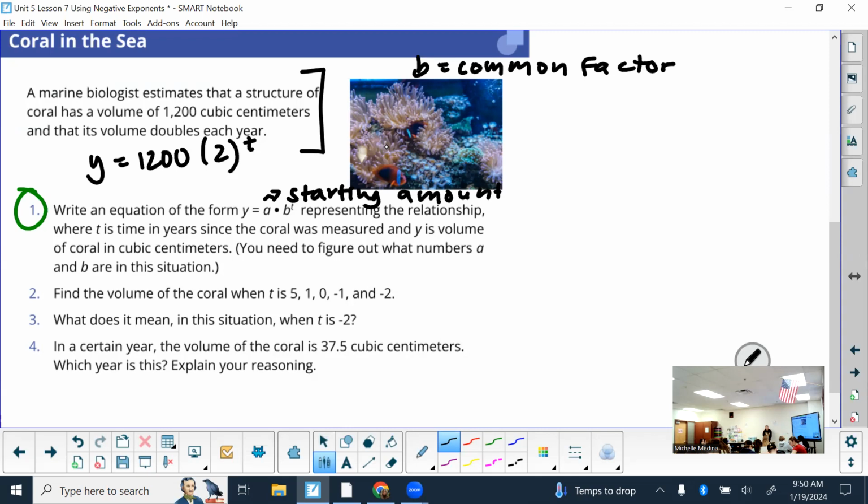You read it, know what a is supposed to represent, know what b is supposed to represent, and set it up. Now you guys should be able to answer number 2, which is find the volume of the coral when t is 5, 1, 0, -1, and -2. Consider making a table of values. t would be your input, and y would be how much coral I have at that time. And it said when t is 5, 1, 0, -1, and -2.